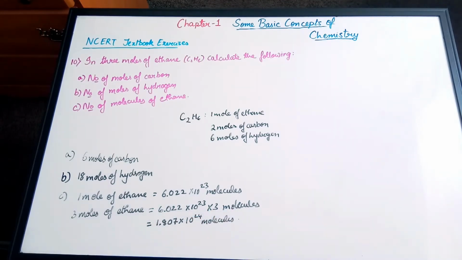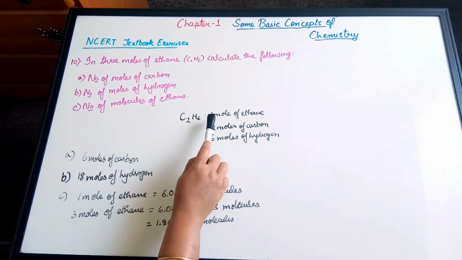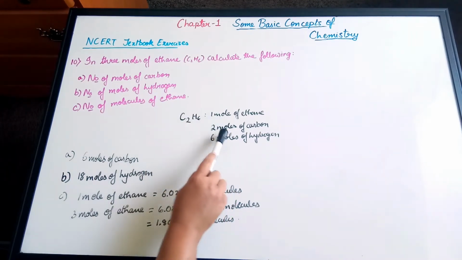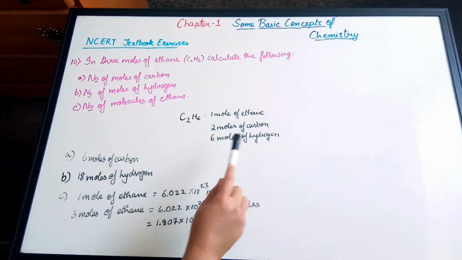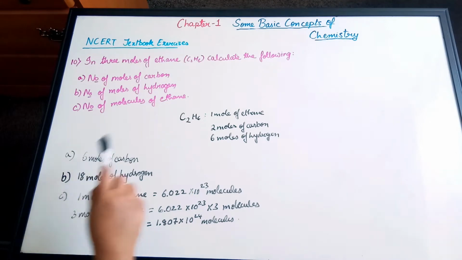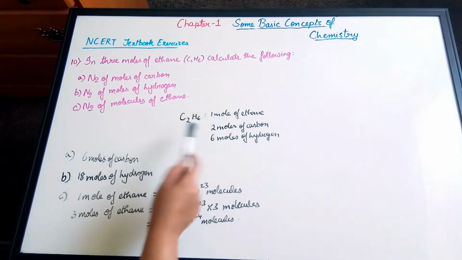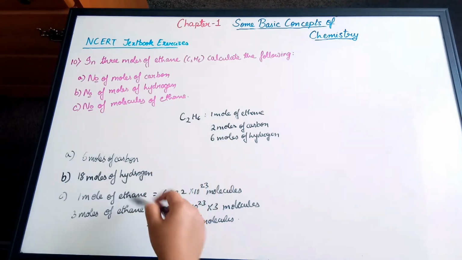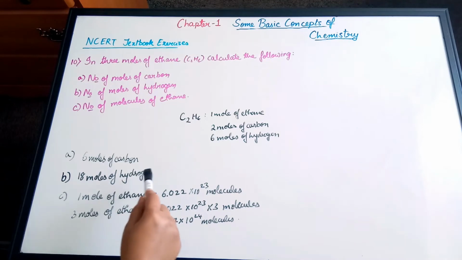So this entire problem is based on the mole concept. C2H6, that is ethane, when it is 1 mole, it will have 2 moles of carbon, because C2, and H6 means 6 moles of hydrogen. So in 3 moles of ethane, we will have 6 moles of carbon, because we are just multiplying by 3. So 2 into 3 is equal to 6. Similarly, 6 into 3 equals 18. So 18 moles of hydrogen is present in 3 moles of ethane.